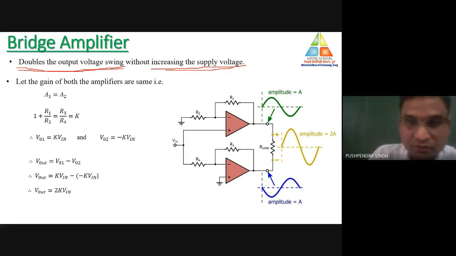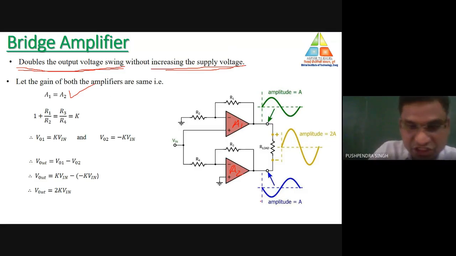So let us assume here that the gain of the upper operational amplifier is A1 and the gain of the lower operational amplifier is A2. For the calculation part we are assuming that both the operational amplifiers produce the same gain, or the gains produced by both the op-amps are the same. That means A1 is equal to A2. This is our assumption.